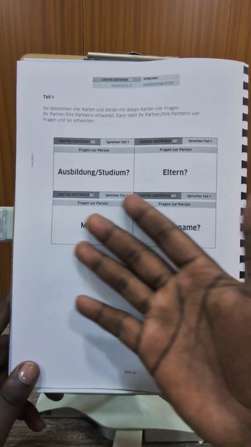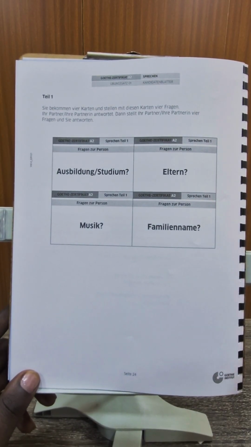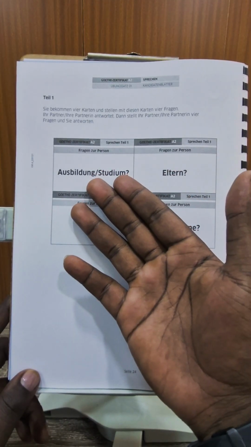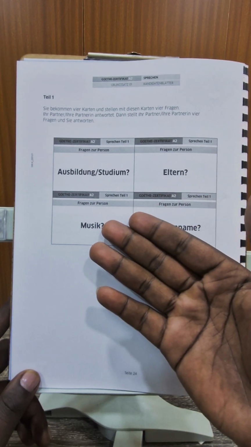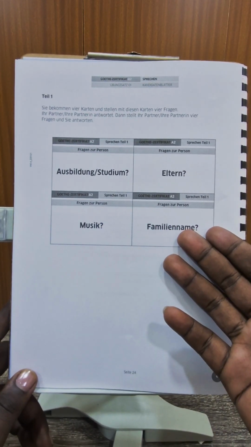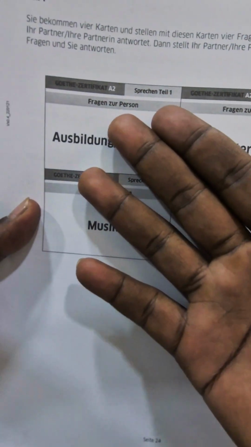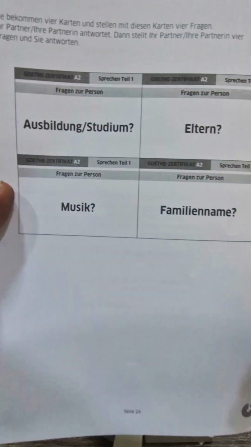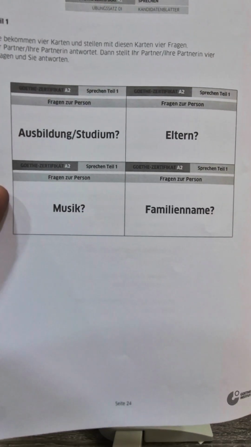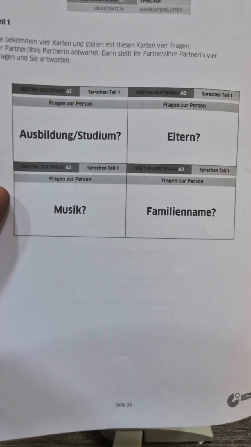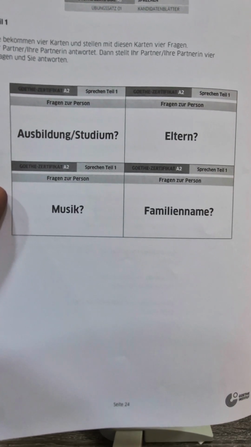I have my own four cards like this, and my partner also has his or her own four cards. In my case, I've been given Ausbildung or Studium, Eltern (parents), Musik (music), and Familienname. I'm to use these to ask questions. At the top is written Fragen zur Person, which are personal questions. When asking, you can use question words or put the verb first. I'm going to form some questions using these.